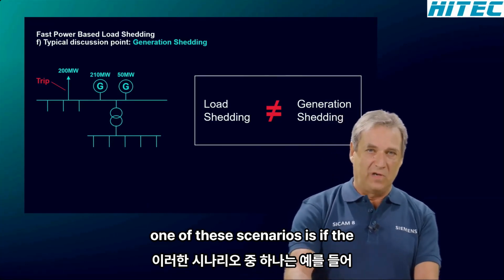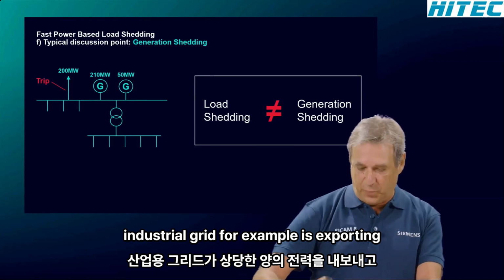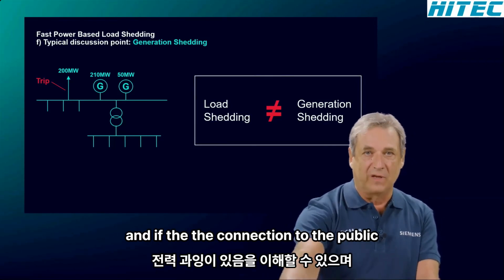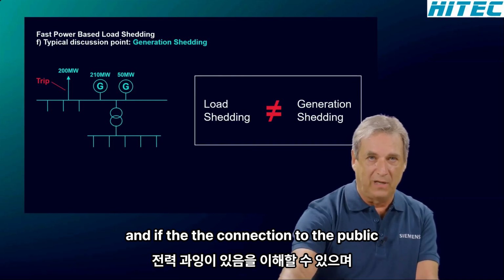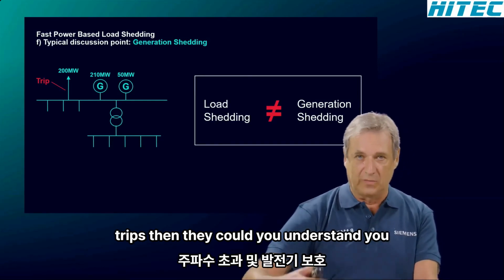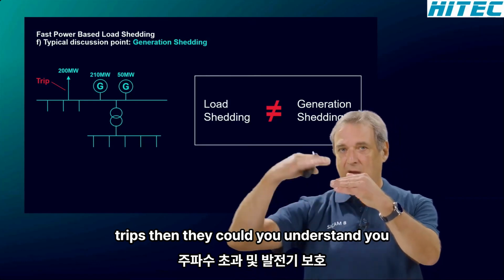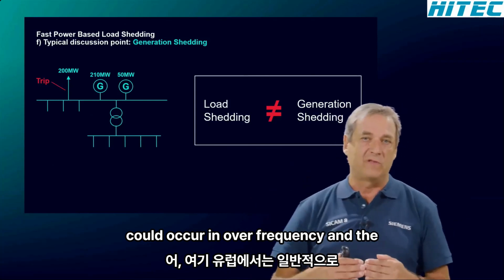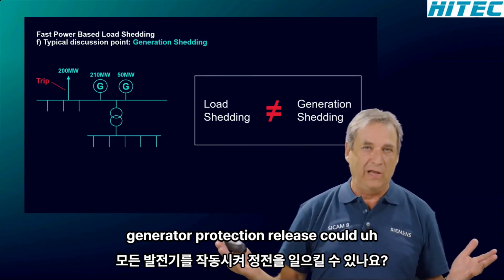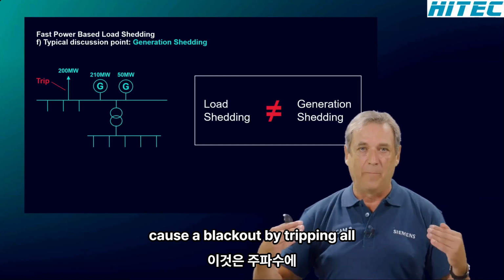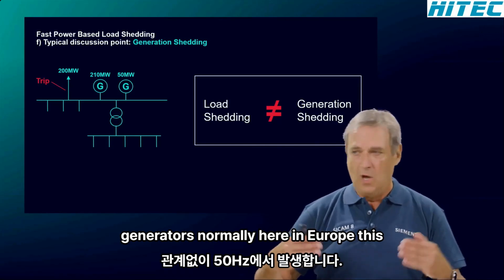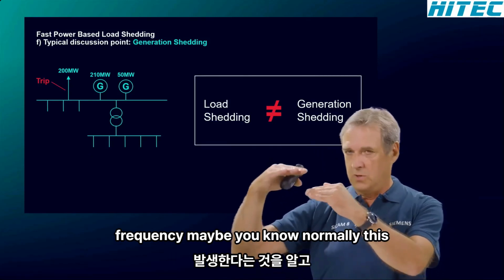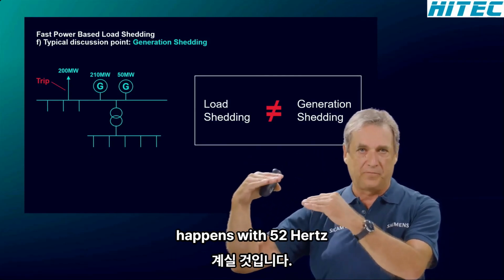One of these scenarios is if the industrial grid, for example, is exporting a significant amount of power. And if the connection to the public grid trips, then you understand, you have a power surplus, and then there could occur an overfrequency. And the generator protection relay could cause a blackout by tripping all generators. Normally here in Europe, with 50 Hertz nominal frequency, this happens at 52 Hertz.